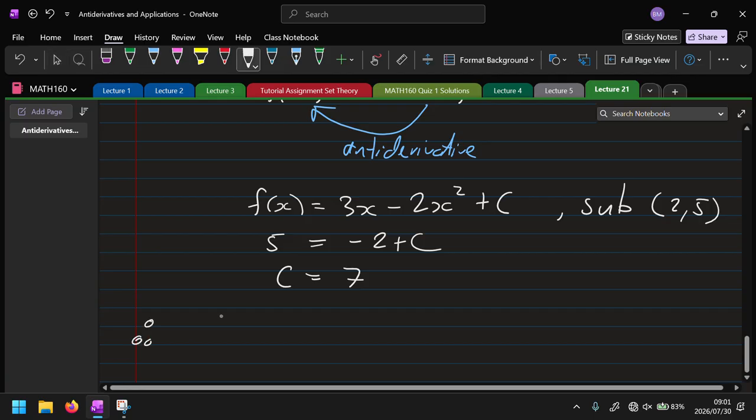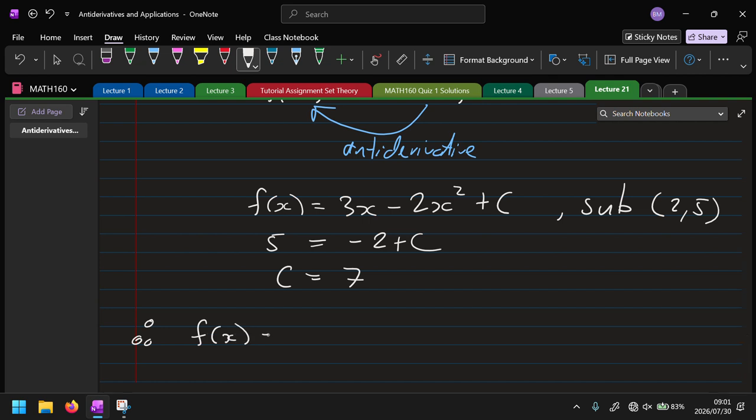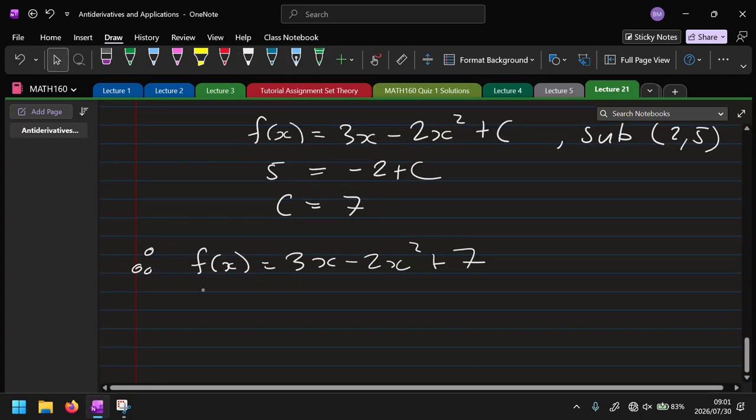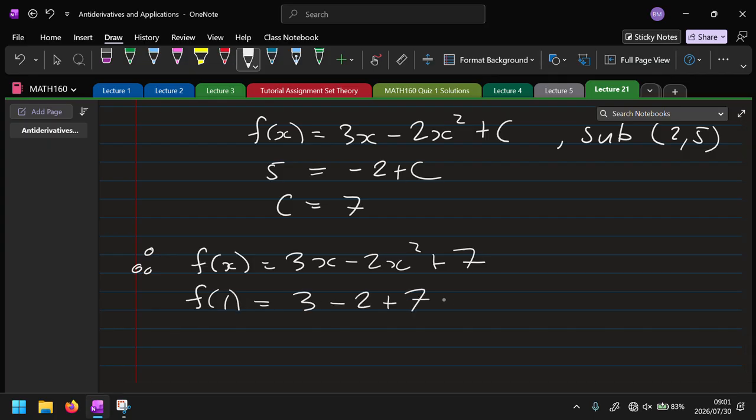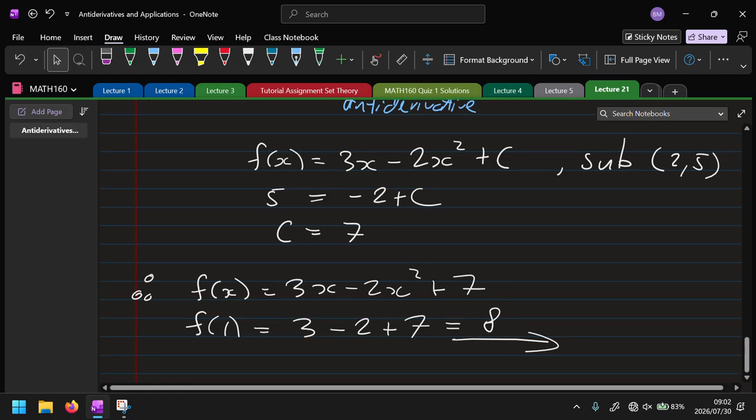Now we want f of 1, exactly. Okay, and finally we can find f of 1. Okay, so we just substitute 1. We get 3 minus 2 plus 7. 8. Okay. Any questions for this problem?